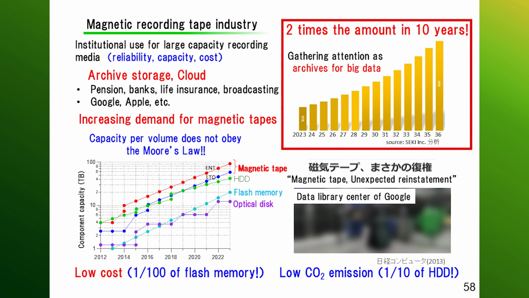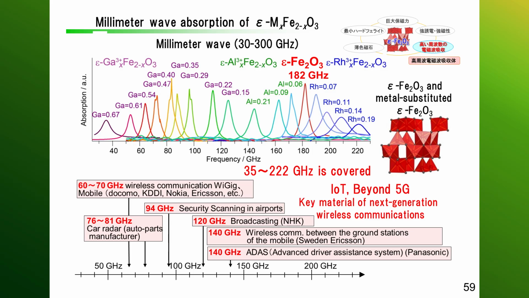This is intended for what is called cold data to be used once or twice a year. However, it is currently necessary to record a huge amount of data, so this can be an application of epsilon iron oxides. Another application is now being studied because this material absorbs radio waves, especially millimeter waves in the 30 to 300 gigahertz range, so it can be used for various radio communications, vehicle radar, human body scanners, broadcast radio communications, communications between mobile phone base stations, and ADAS, Advanced Driver Assistance Systems. These applications use frequencies such as 60, 76, 94, 120, and 140, and adjusting the frequency of this material to match these eligible electromagnetic waves to be absorbed.